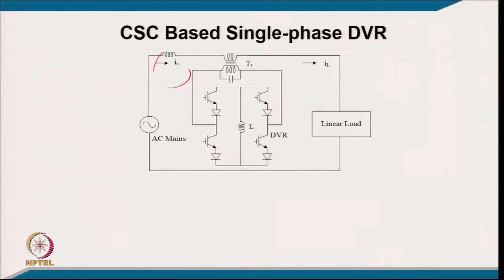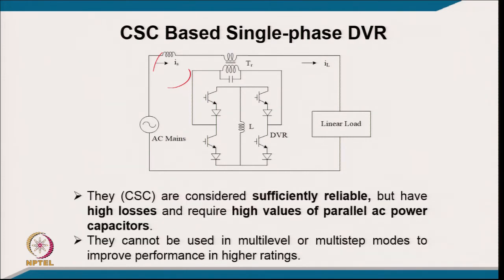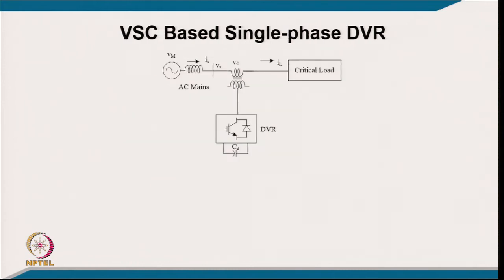So the current source converter certainly has some drawbacks, which I mentioned: more losses, high weight, and typically a bulky structure. The current source converters are considered substantially reliable, but have higher losses and require a high value of parallel AC capacitors. They cannot be used in multi-level or multi-step modes to improve performance at a higher rating, whereas in a voltage source converter you can use multi-level as well as multi-mode type of structure.